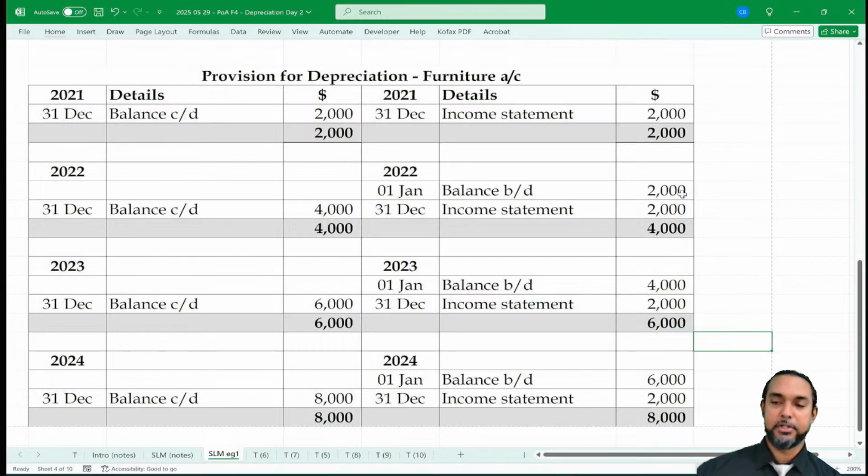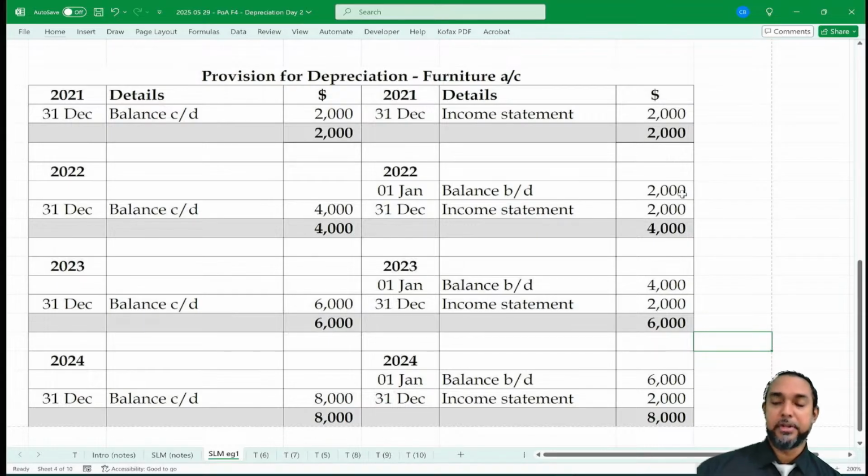So what I want to do is give you guys one to try, a calculation and a T account. And after you do that, we'll talk about the financial statement aspects of it, the income statement, and then the balance sheet.